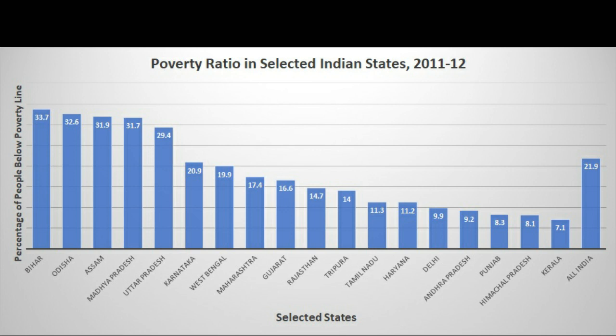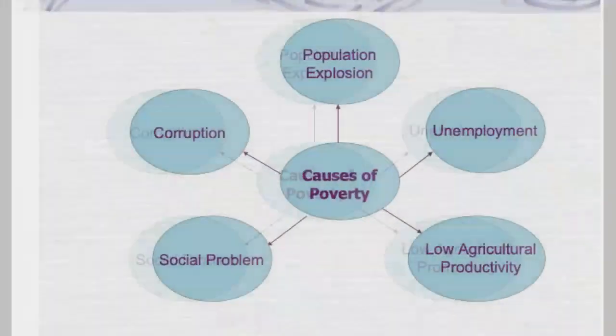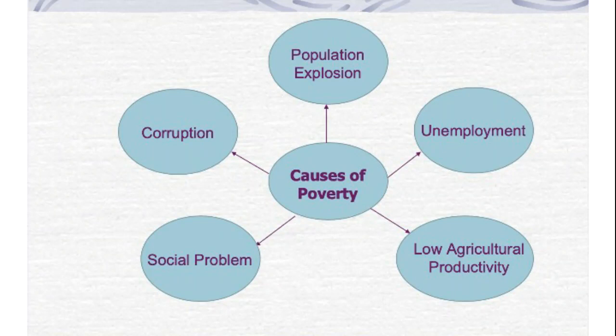However, states like Kerala, Goa, Punjab, Himachal Pradesh, Haryana, Lakshadweep, Delhi, Andhra Pradesh, Gujarat, Tamil Nadu, Karnataka, West Bengal, and the Andaman and Nicobar Islands have witnessed a steady decline in poverty over the years. So let's discuss some of the causes of poverty. First is unemployment. In India, the unemployment rate is around 9%.